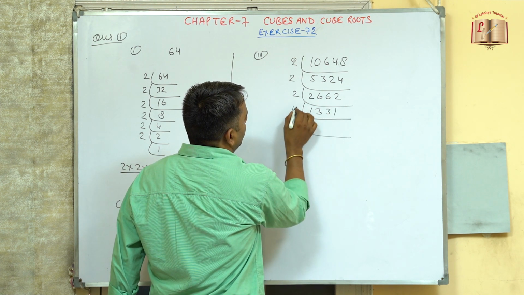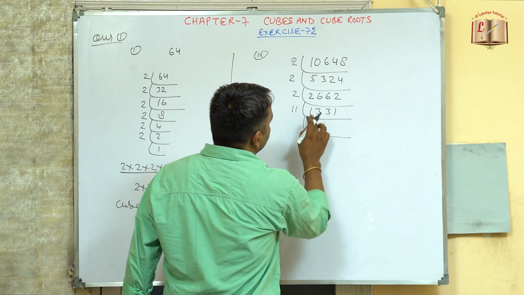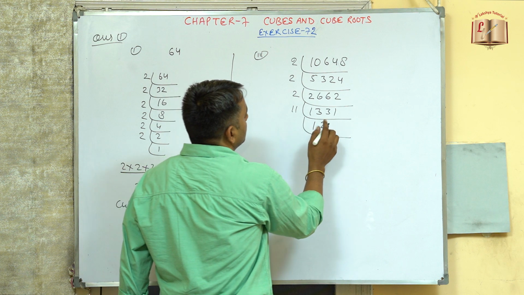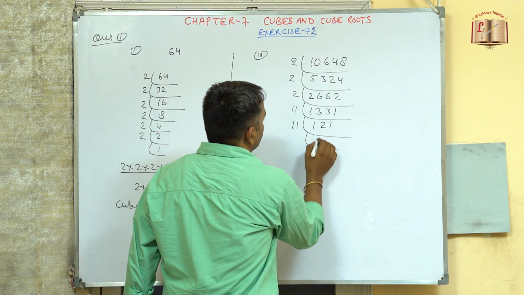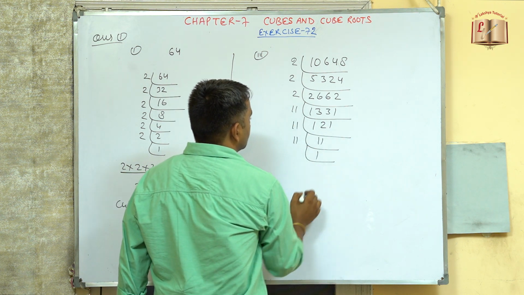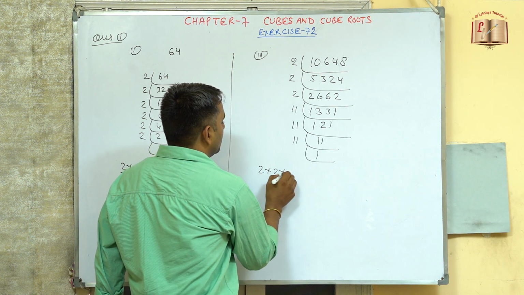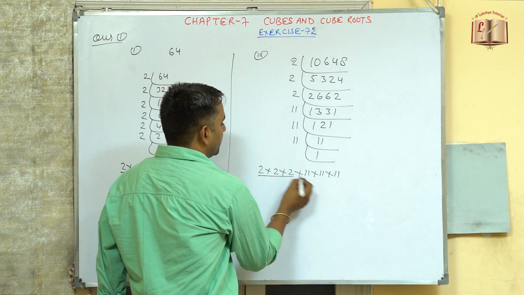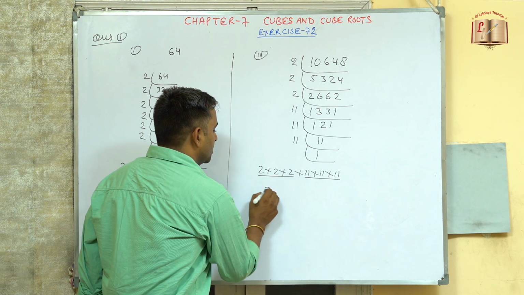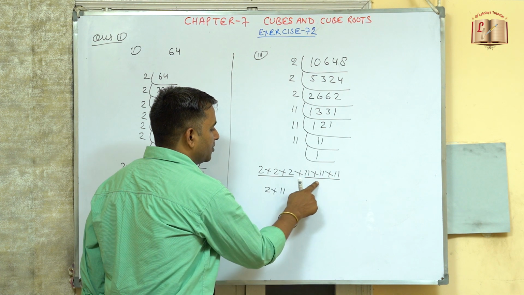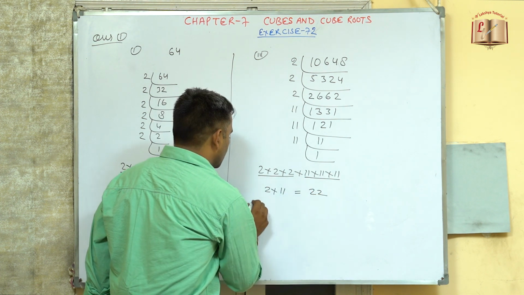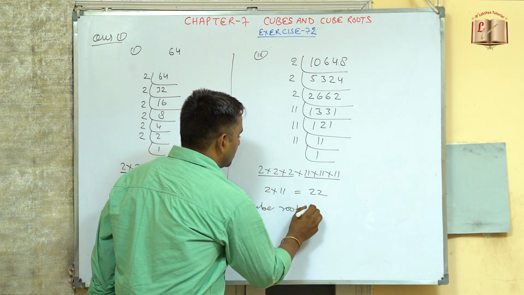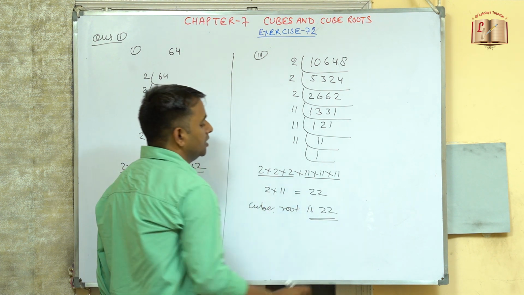So again it will go by 11. 11 times 121, then 11 times 11, so it will be 11, then again 11. This is 1. So the prime factors are 2 into 2 into 2 into 11 into 11 into 11. So this is one pair, this is another pair. So taking one number from each pair, 2 times 11 is 22. So we can write the cube root is 22.